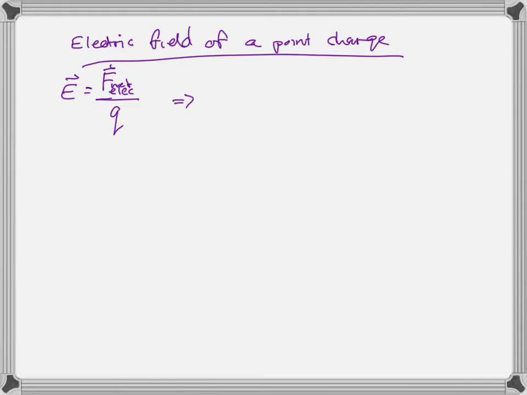And that tells us that the electric field due to a point charge is equal to kq. If the electric force was kQ1Q2 over R squared, then the electric field due to a charge Q1 is just kQ1 over R squared. So if we have a positive charge Q1 at a distance R away, the electric field at that point is kQ1 over R squared, and it's in the radial direction. It's away from a plus charge and towards a minus charge. So that's what we discussed.